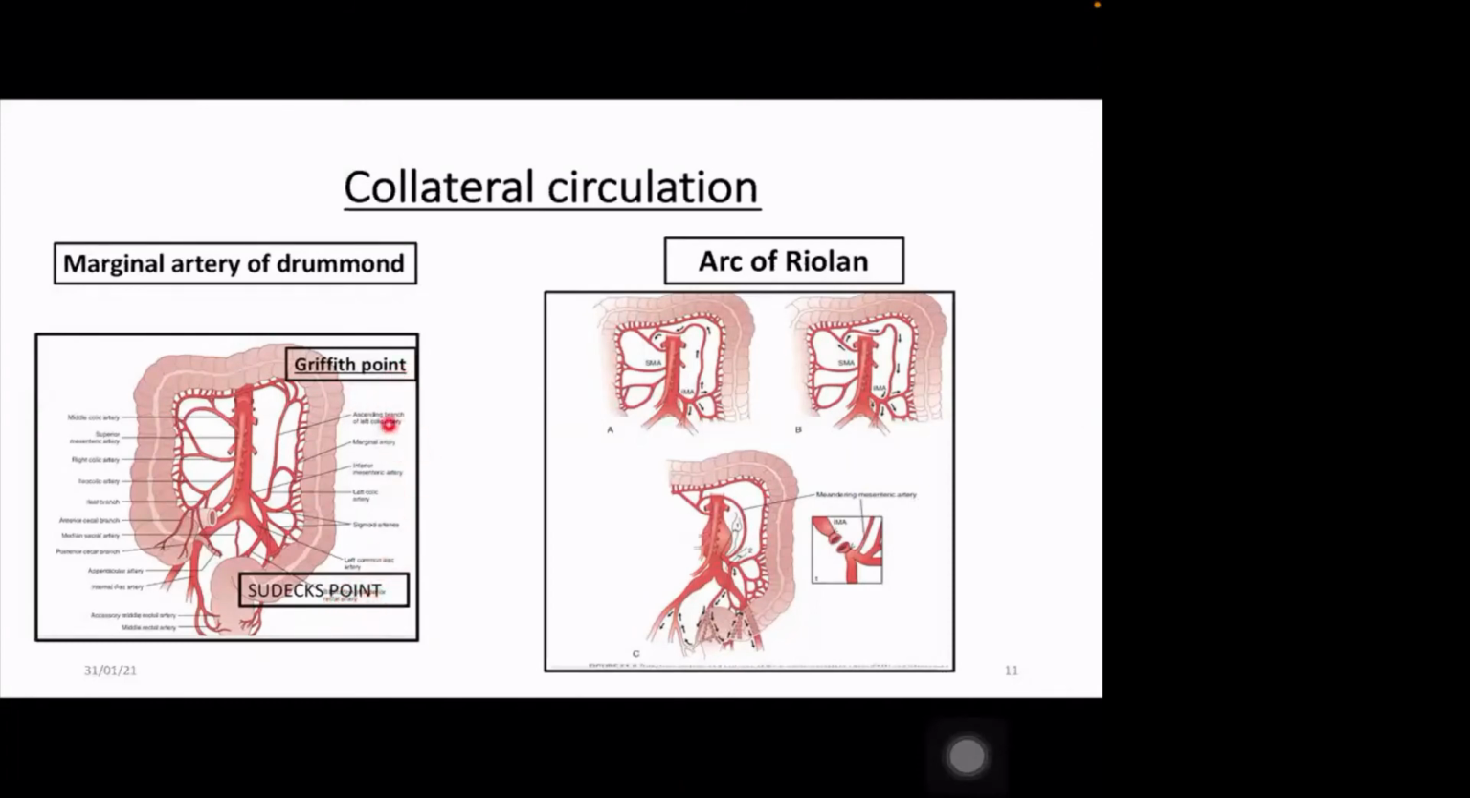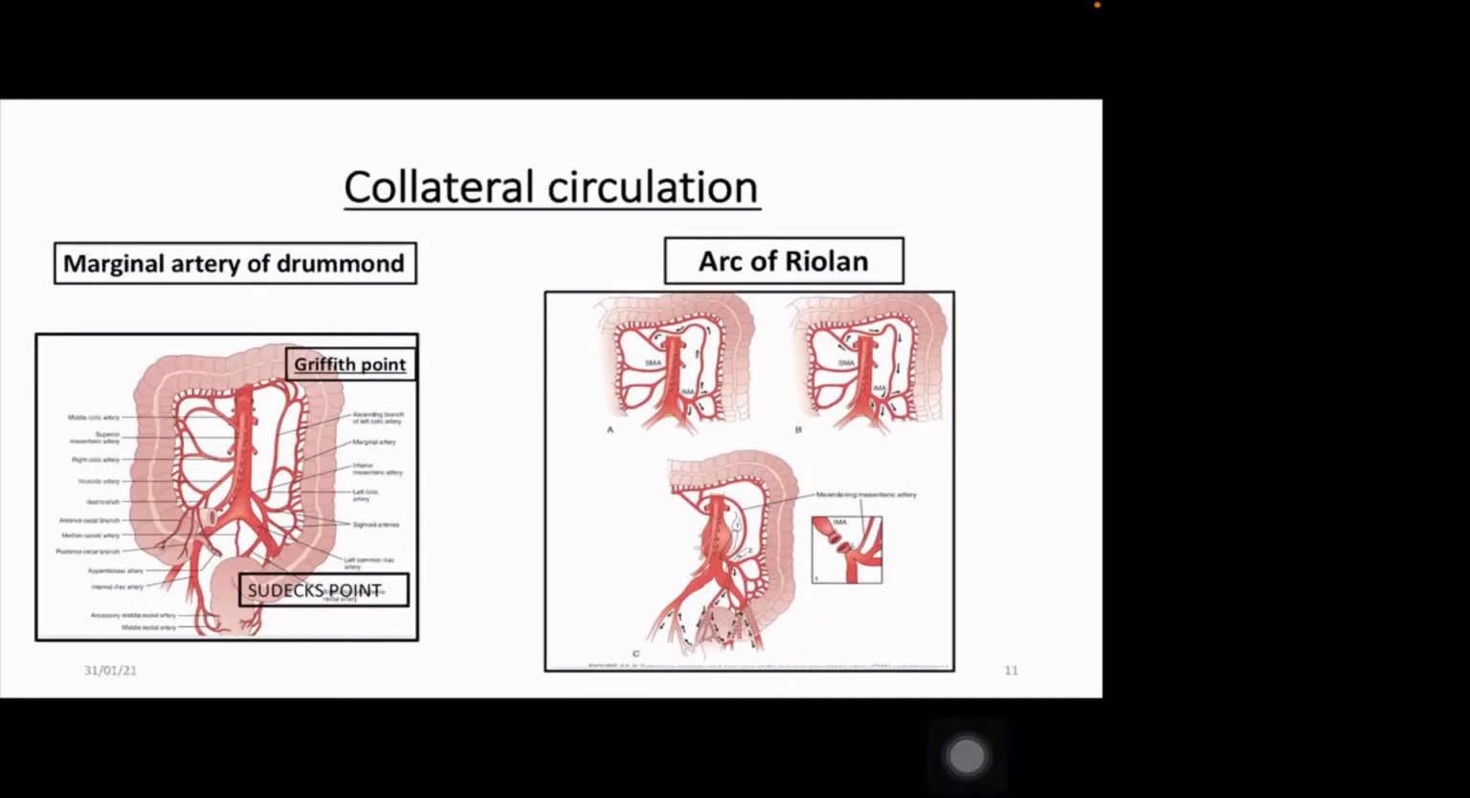So from top to bottom, G comes first, then comes S in alphabetical order. So at the top is Griffith's point, and at the bottom is Sudeck's point. Griffith's point is at the splenic flexure, and Sudeck's point is at the rectosigmoid area. Griffith's point is the watershed area between the right and the left circulation. Even though we say the collateral circulation is well formed in the colon, these are the two weak points in which, if the circulation is somewhat compromised, it may not be able to sustain the blood supply, and these areas are more prone to ischemia and ischemic stricture in the future.